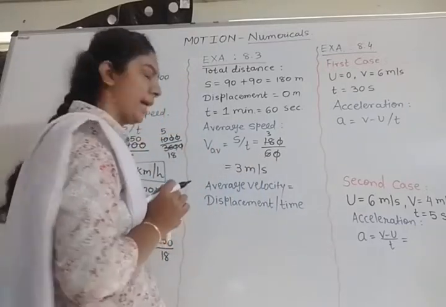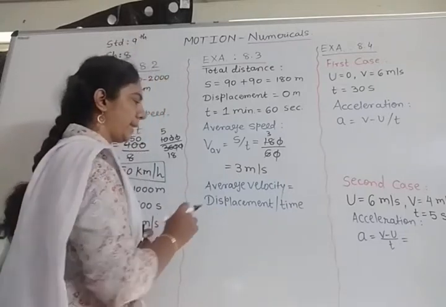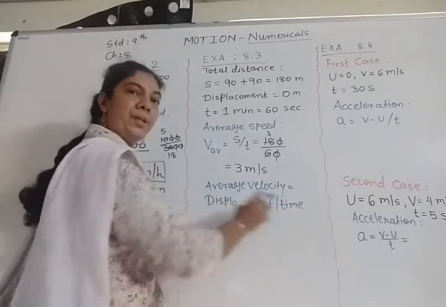What about the average velocity? The formula remains the same, that is displacement upon time.